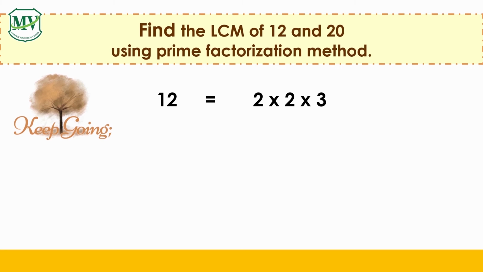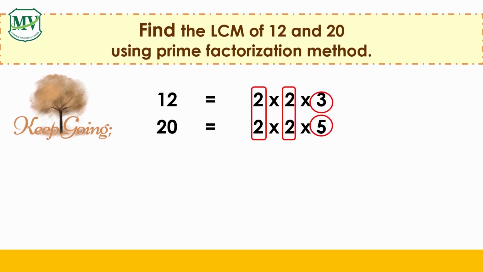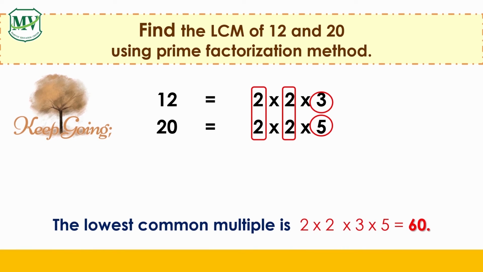Next, what are the prime factors of 20? Good! The prime factors of 20 are 2 times 2 times 5. Then, let's group together the common factors of 12 and 20. Factor 2 in 12 and 20 are common, so we will group them together. Let's multiply the common factors with 3 and 5. So, the lowest common multiple is 2 times 2 times 3 times 5 equals 60.